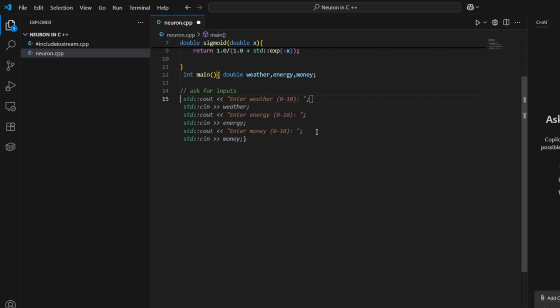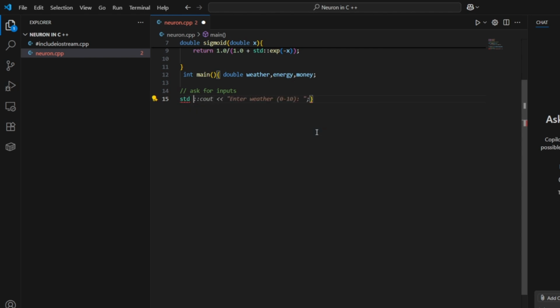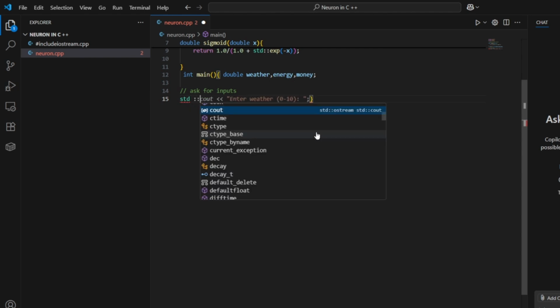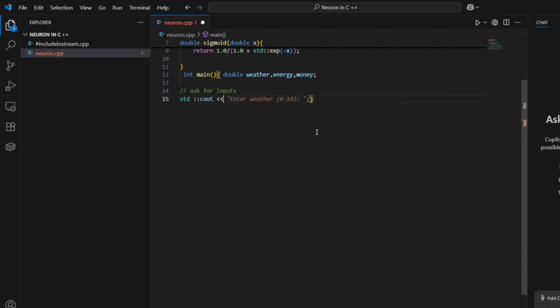Next, we'll ask the user for three inputs: weather, energy, and finances. These are the things our neuron will consider when making decisions. Notice we divide by 10. Why? Because neural networks, or a neuron, usually work best with normalized inputs between 0 and 1. It's like teaching the neuron to understand your rating in its own language. Let's repeat this for energy and finances.